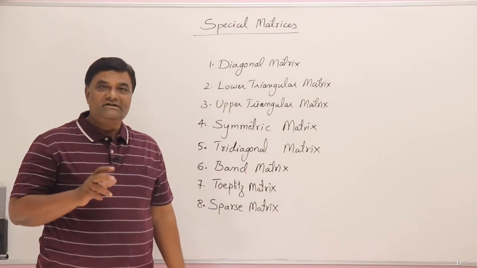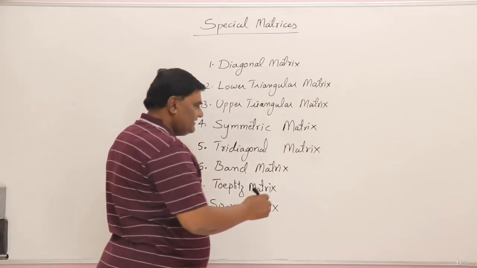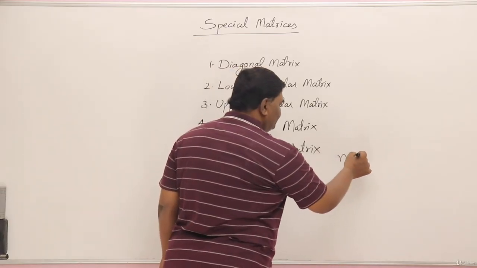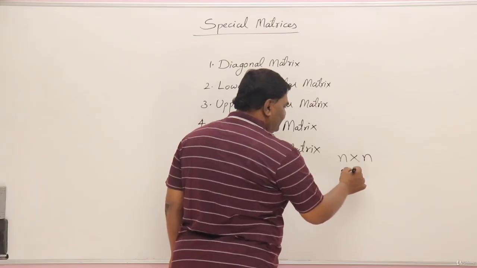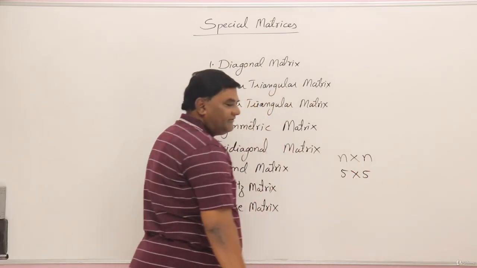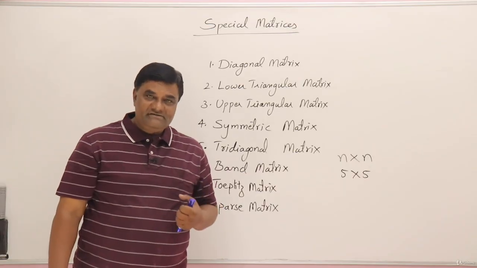In this section, we'll be learning about special matrices. Special matrices are square matrices, that is, their dimension is n cross n, or n by n. For example, if it is 5, then it is 5 cross 5, 5 rows and 5 columns. So matrices are square matrices. This is the first thing.